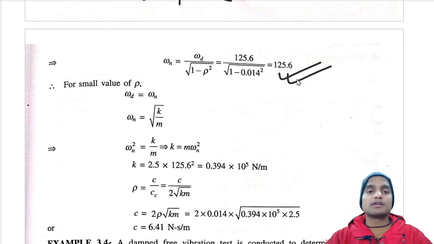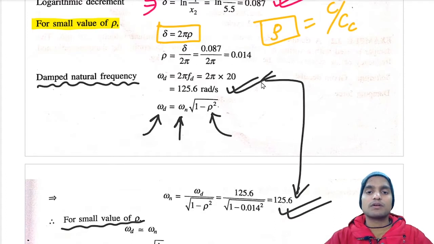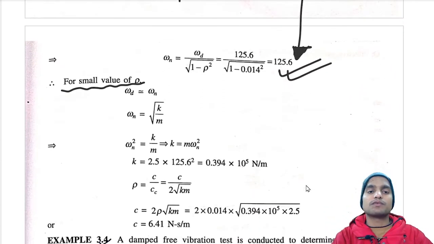This also has come. Okay, so we see that for small value of rho, omega d is almost equal to omega n. Look, there is not much difference, both values are the same. This one is 125 and this one is 125.6. So there is not much difference for a small value of rho.